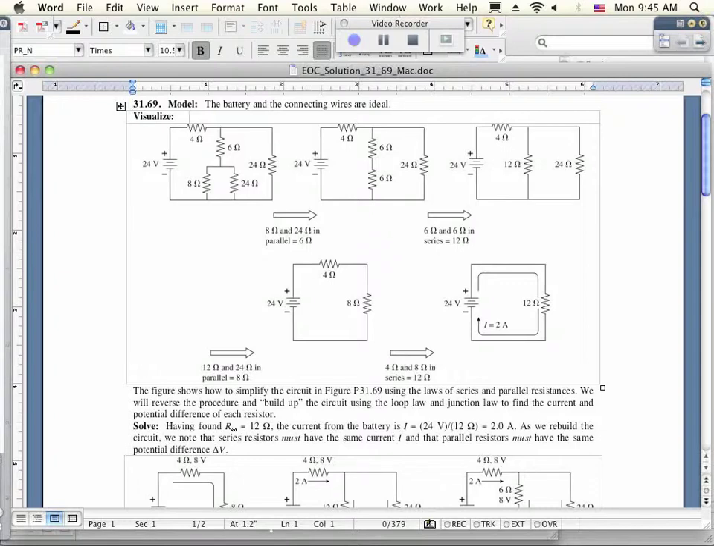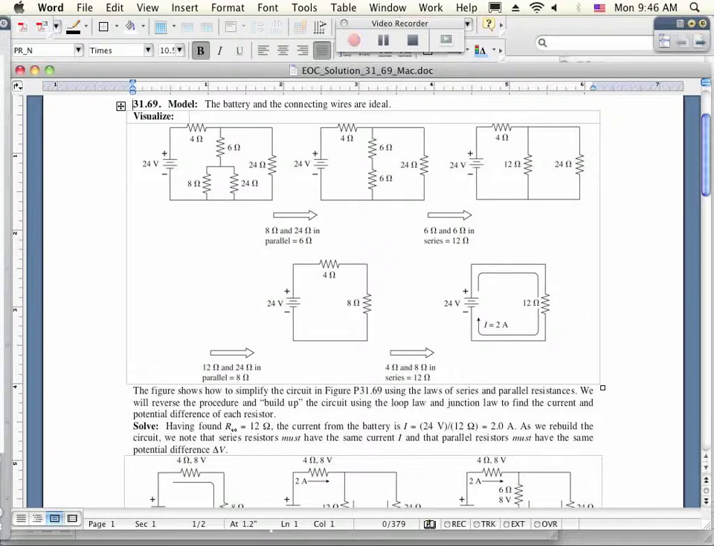We got 4, and then the 8 and 24 become 6 ohms, right? 1/8, 1/24, and then that 6 and 6 becomes 12. So we go to this condensation. This 12 and 24 becomes what? 1/12. Does it become 12? No, it can't be 12. Oh, here we go, 8. Okay, good. So it becomes 8, and then these two come together to become 12.